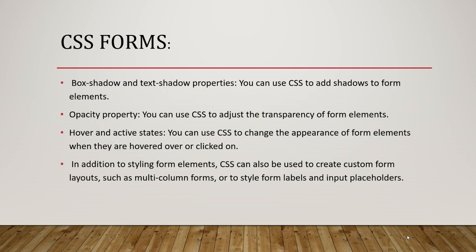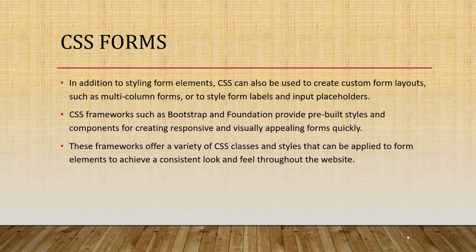Box shadow and text shadow properties: you can use CSS to add shadows to form elements. Opacity property: you can use CSS to adjust the transparency of form elements. Hover and active states: you can use CSS to change the appearance of form elements when they are hovered or clicked on. In addition to styling form elements, CSS can also be used to create custom form layouts such as multi-column forms or to style form labels and input placeholders.